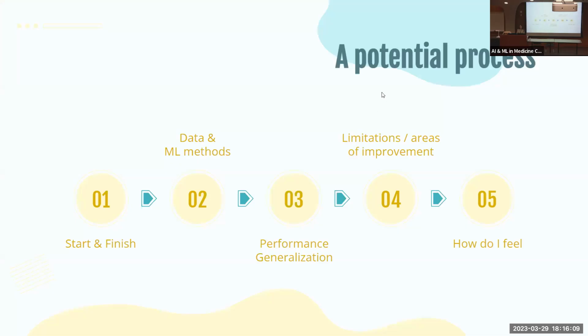So this is a potential process that I suggest. The first step is very basic: just read the abstract and read the conclusion. Keep that in your mind when you're reading the paper, because it's really easy to get lost in the rabbit hole of reading machine learning papers. Second, we'll talk about the data and the machine learning methods, and then we'll talk about performance and generalization, limitations, areas of improvement, and lastly, how do I feel about this paper, which is an important step as well.